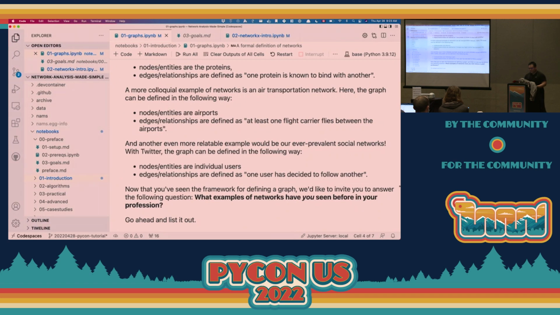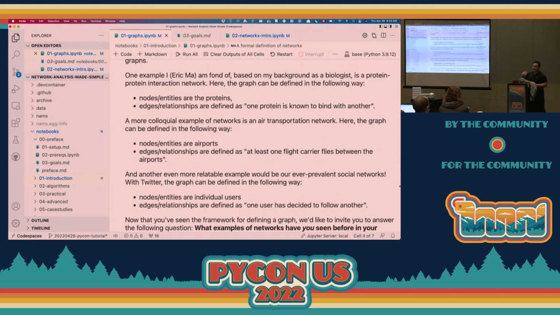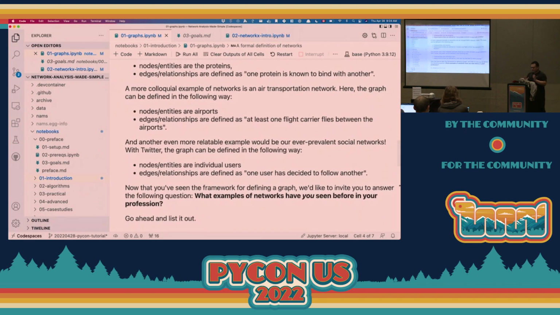Cool. So in the Jupyter notebooks that we have on the tutorial repository, there are a few examples that are a little bit more pedestrian, I guess. Airport networks, social networks, protein networks. The definition of the edge really depends on what kind of question you're answering.